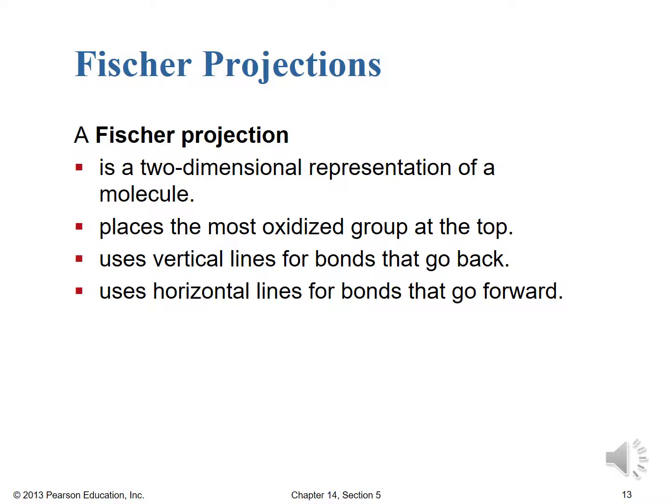Now, as a beginning student in organic chemistry, it's probably tough to do this all in 2 dimensions. These are 3-dimensional concepts. But one thing that organic chemists have at their disposal is called a Fischer projection. A Fischer projection is a 2D representation of a molecule. It places the most oxidized group up at the top. Then you use vertical lines for bonds that go back, use horizontal lines for bonds that go forward, and it tries to take that 3D molecule and represent it reasonably well in a 2-dimensional plane.